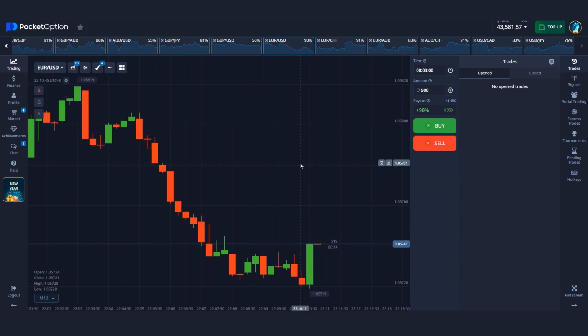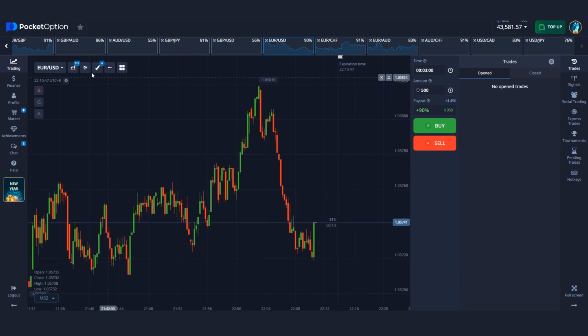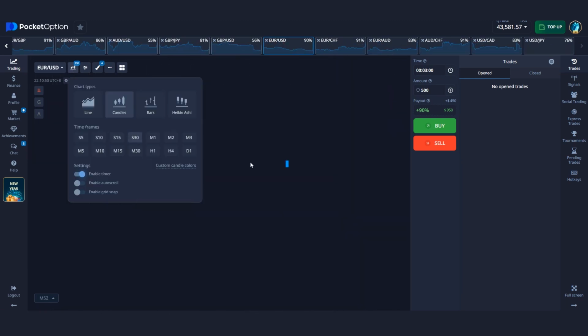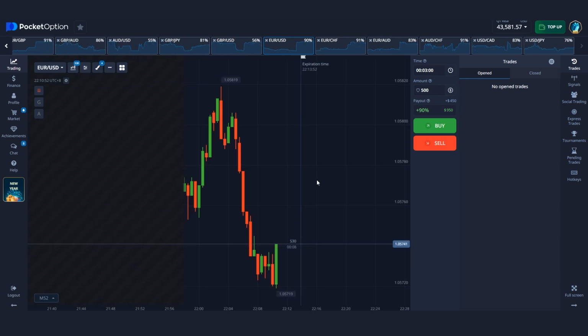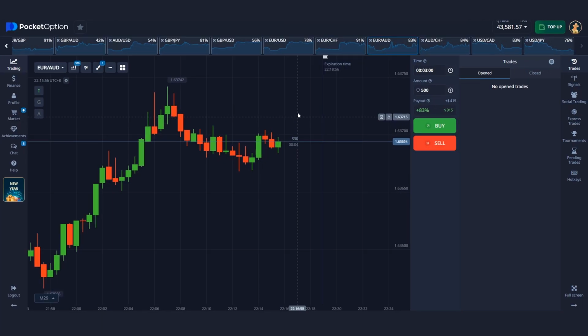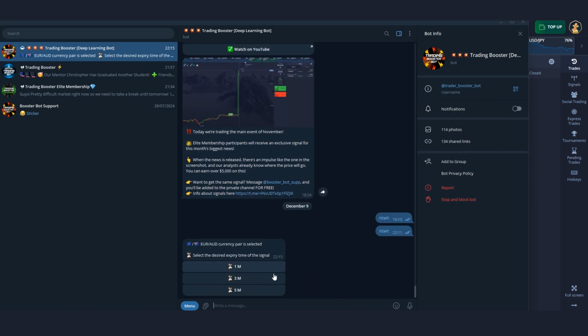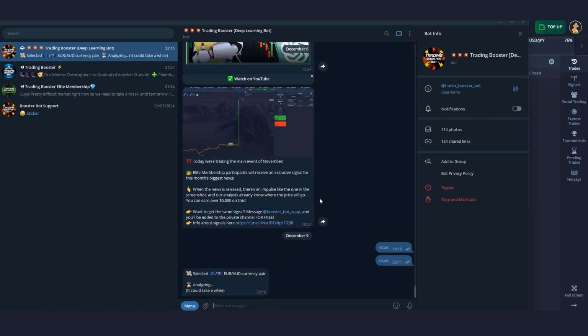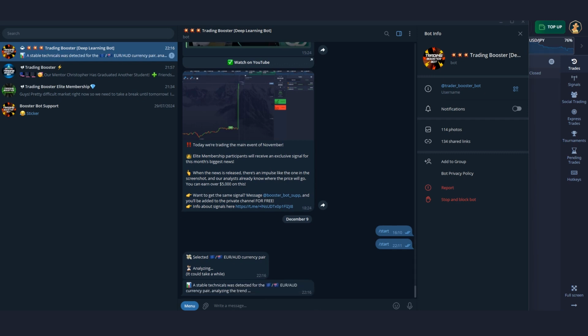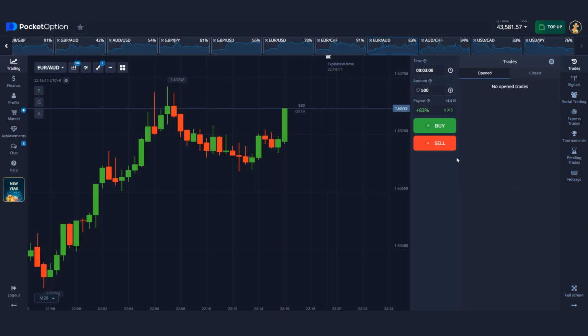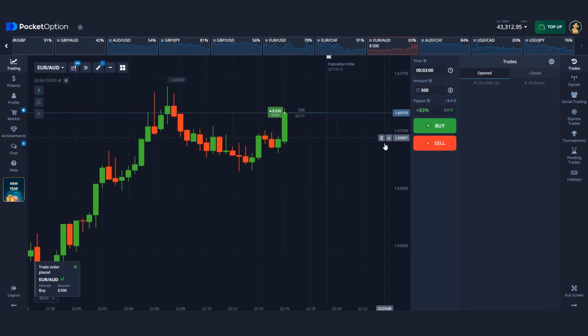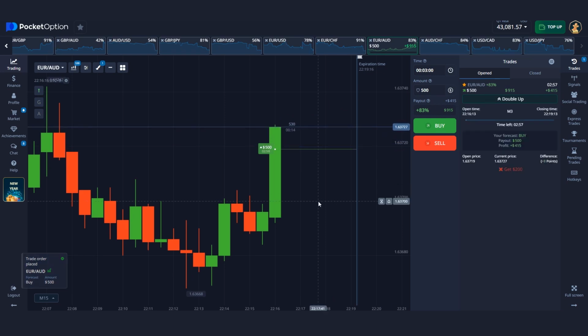We're looking at 3-minute trades. Thus, I need to adjust the candles to 30 seconds to trade on 3-minute and 5-minute intervals. Next, I choose any currency pair that I like. I'll select the euro against the Australian dollar first, then I'll go to BoosterBot. I choose the same pair and set the time to 3 minutes. I receive a buy signal for 3 minutes and open my trade for 3 minutes right from here.